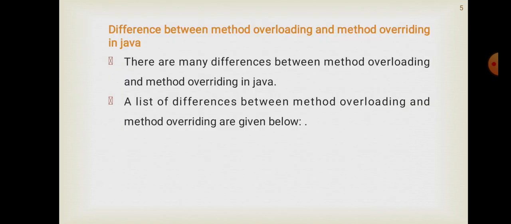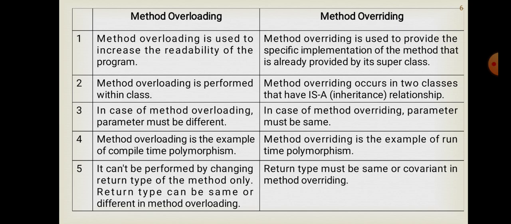Okay, next we are going to see what is the difference between method overloading and method overriding in Java. There are many differences between them. The major differences are, method overloading is used to increase the readability of the program, and method overriding is used to provide the specific implementation of the method that is already provided by its superclass. The second major difference is that method overloading is performed within a class, and method overriding occurs between two different classes with an inheritance, that is, an IS-A relationship.